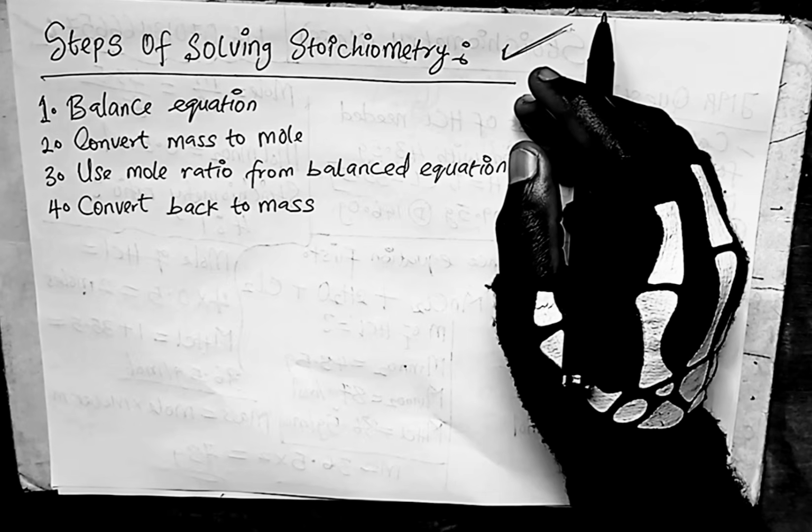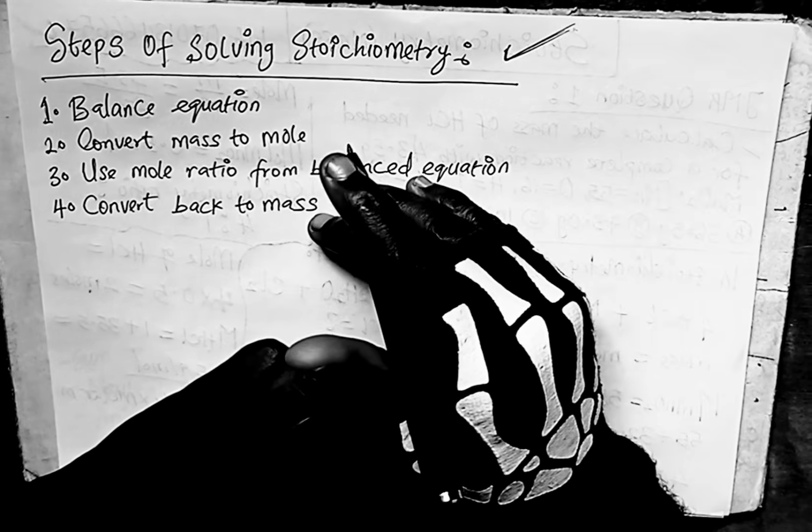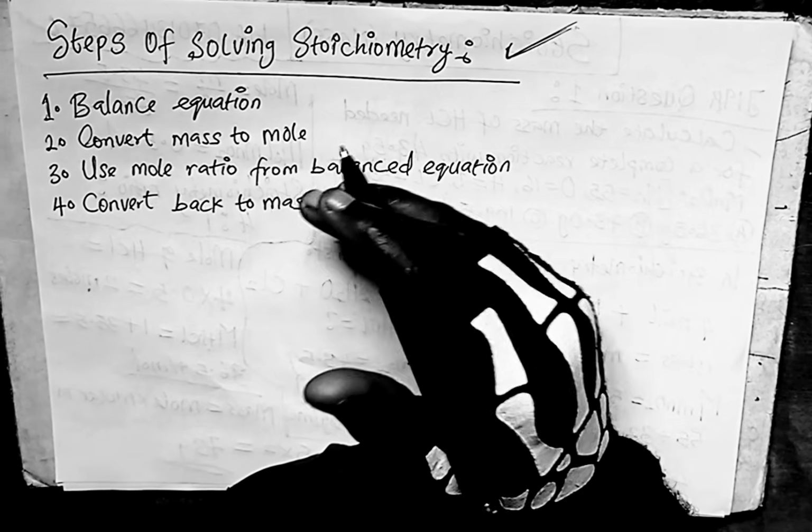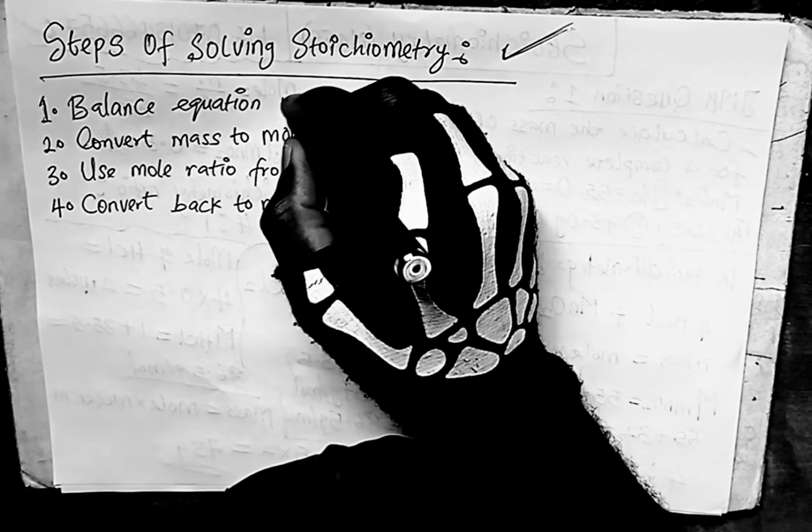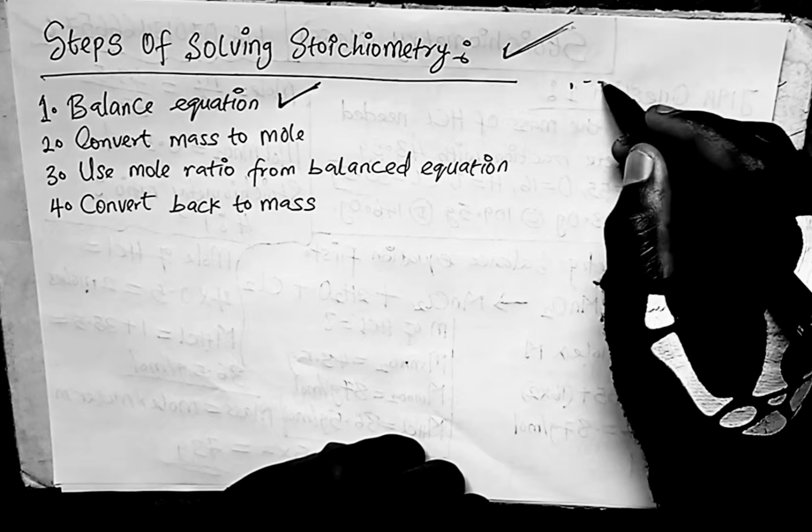Let me show you the steps of solving that stoichiometry. It's very, very easy. Trust me. Just stick to these 4 steps of solving stoichiometry and follow it accordingly, and you will always get your answer easily. The first step is what? To balance the equation. You write out the equation of the reaction, then you balance it.